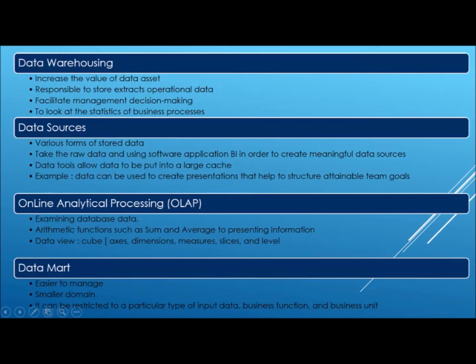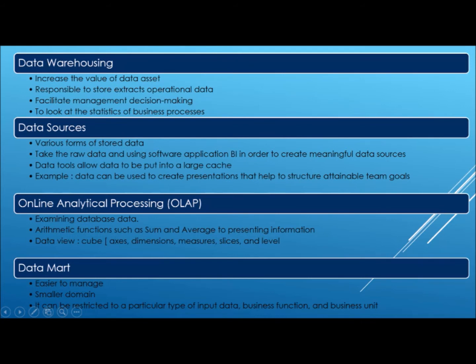The role of data warehousing is to increase the value of data assets in an organization and be responsible to store, extract operational data, and make those extracts available to users in a useful format. The next is data warehousing designed to facilitate management decision making and to look at the statistics of business processes, like how they relate to one another.